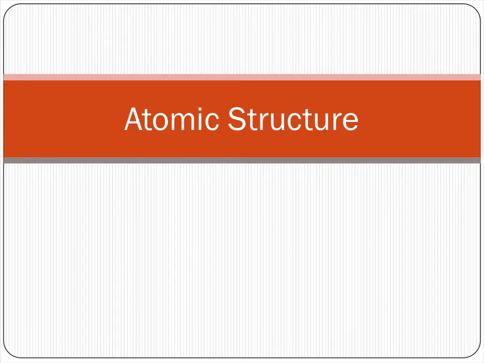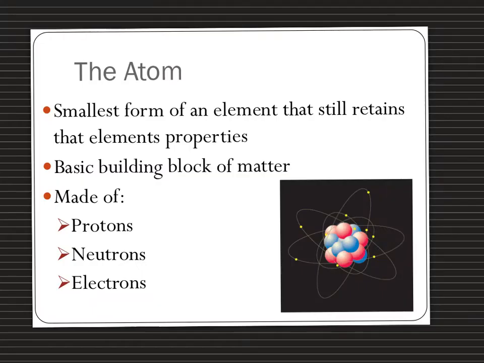Okay, in this video I want to go over the atomic structure PowerPoint. Alright, the first thing is the atom. It's the smallest form of an element that still retains that element's properties. The basic building blocks of matter are made up of protons, neutrons, and electrons.